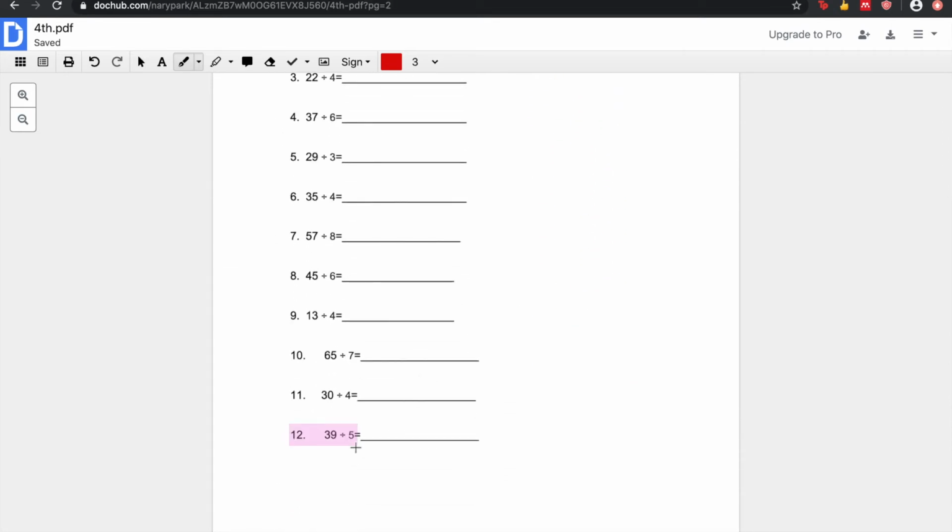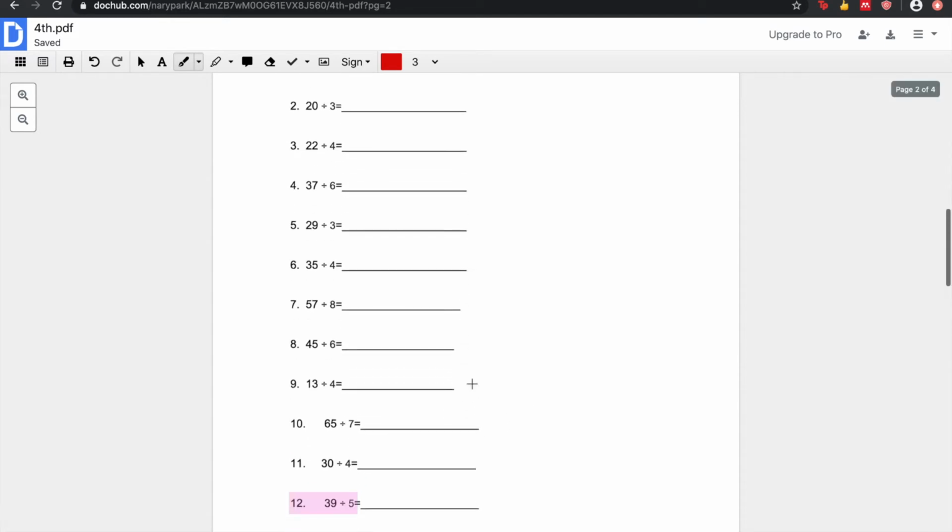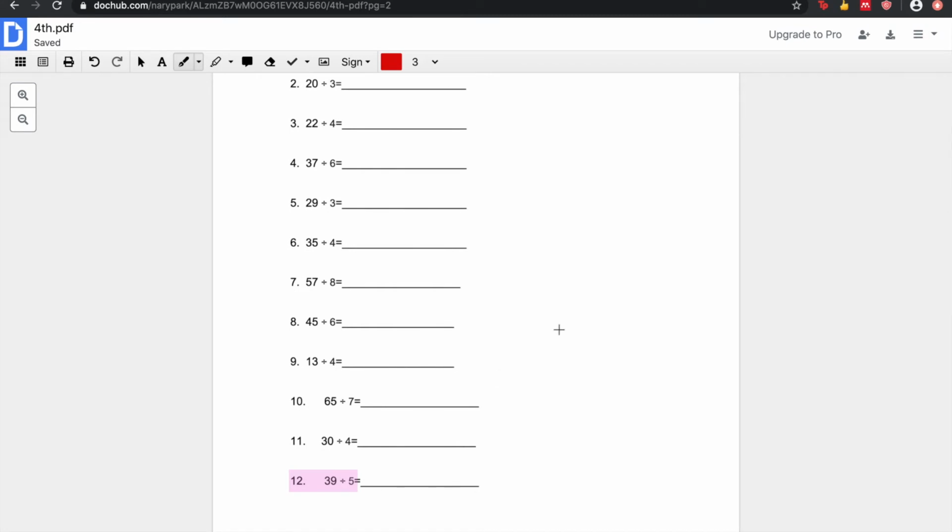We're going to do the highlighted problems only. So let's see, we have 39 divided by 5. Now this is not in the doghouse form. And what is the doghouse form, you ask? The doghouse form is this. So there's a doghouse here, and then there's a dog on the outside, which is a number, and then there's a number on the inside, the dog on the inside, which is a number.